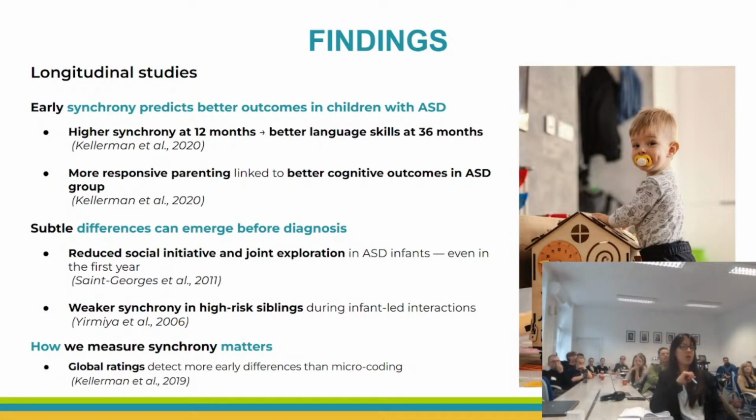So finally, it's not just about what we study, but also how we study it. A study by Kellerman showed that different methods of measuring synchrony may show different findings. Global ratings picked up more early differences than macro-coded data, which is surprising. But this also suggests that some group-level differences might be more visible when we take a broader, holistic view of the interaction.